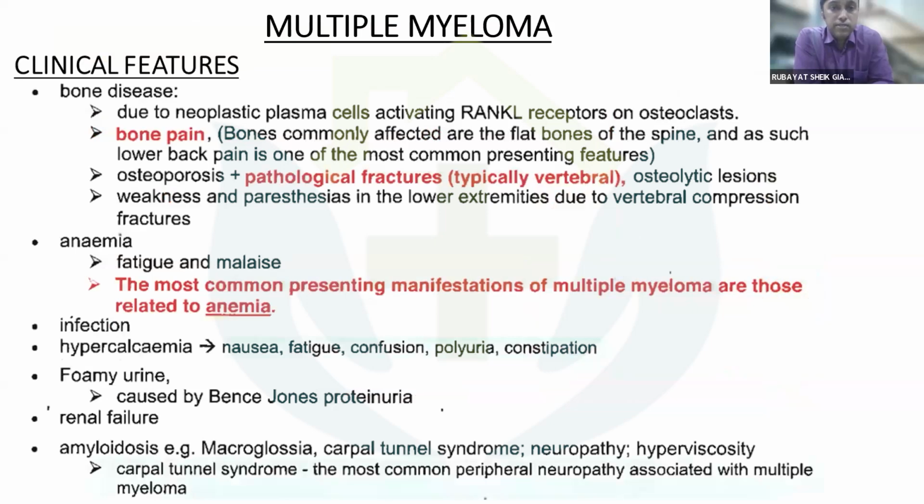In a little more detail, you will have a scenario of an elderly patient having bone pain. They may even have pathological fractures. They have features of anemia, that is fatigue, malaise, features of hypercalcemia like confusion, polyuria, constipation, abdominal pain, repeated infections, and features of renal failure. So you will have these features in an elderly patient.